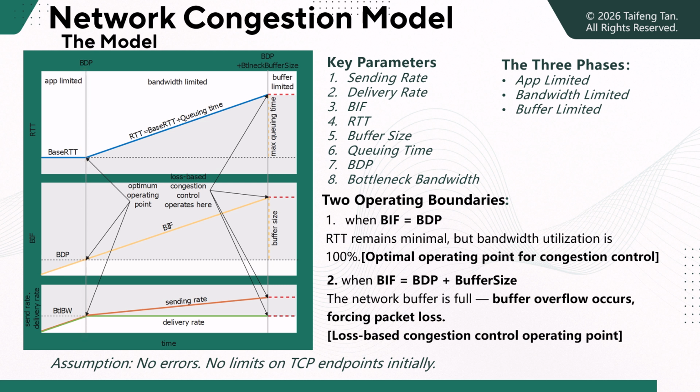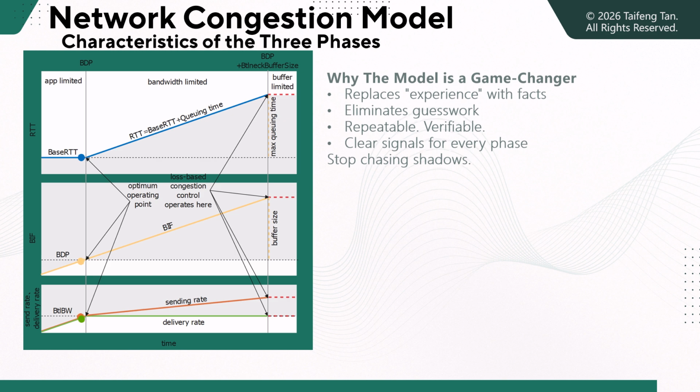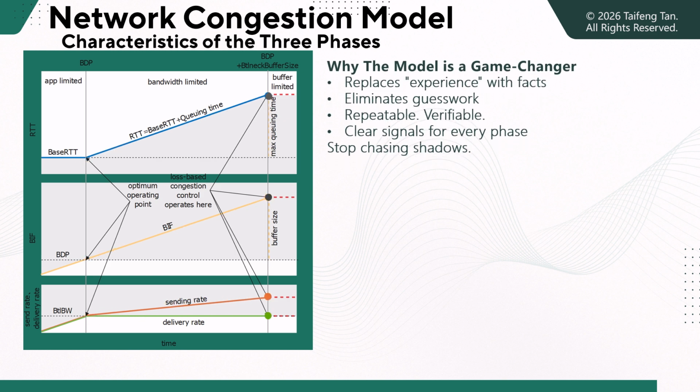However, if the transmission keeps accelerating, the buffer starts to queue, RTT begins to rise, and it continues until the buffer is full and packets are dropped. This point is where classic loss-based congestion control algorithms like Reno and Cubic typically operate. For performance analysis and troubleshooting, this network congestion model is invaluable. It moves us away from guessing and relying on vague experience. Instead, it gives us a repeatable, verifiable method that anyone can learn and use.